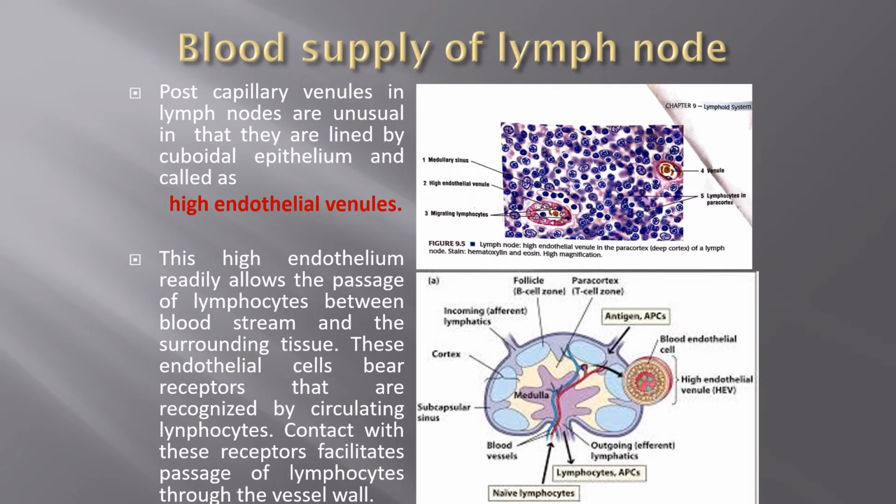Post-capillary venules in the lymph nodes are very unusual in that they are lined by cuboidal epithelium, and they are called high endothelial venules. These high endothelial venules readily allow the passage of lymphocytes between the bloodstream and the surrounding tissue. These endothelial cells bear receptors that are recognized by the circulating lymphocytes. Contact with these receptors facilitates the passage of lymphocytes through the blood vessels.